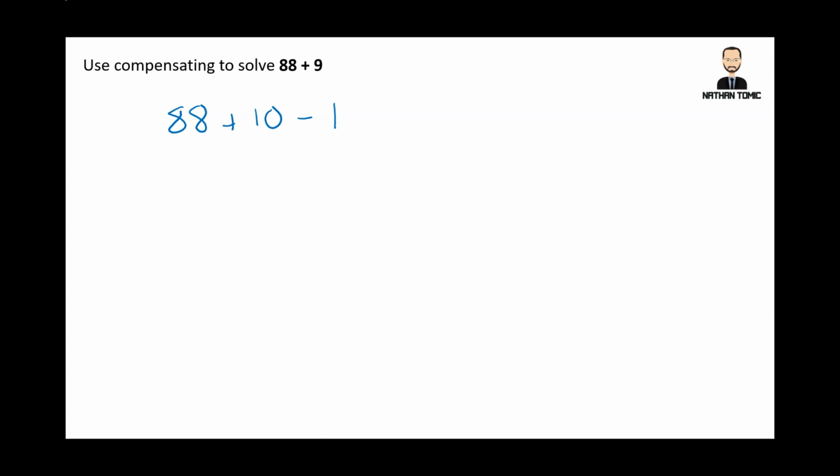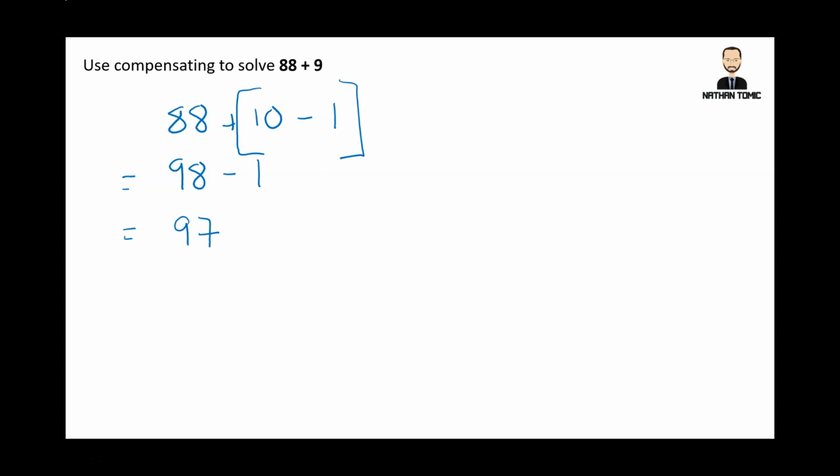So I can now easily do this. 88 plus 10 is very easy. That's 98. That's where the mental strategy comes in, because I can easily do that math in my head. Still minus 1. And of course, 98 minus 1 is also an easy subtraction to do in my head, and it becomes 97.